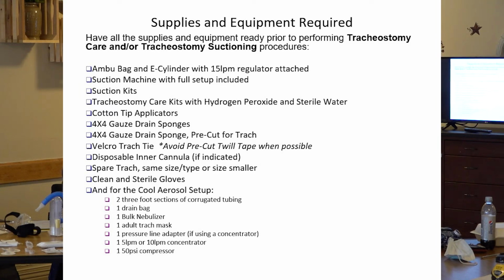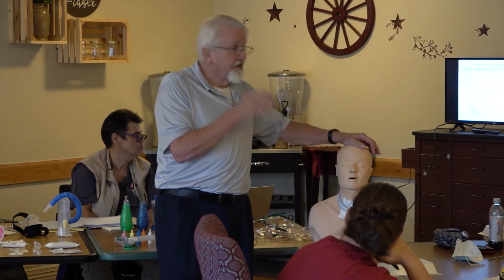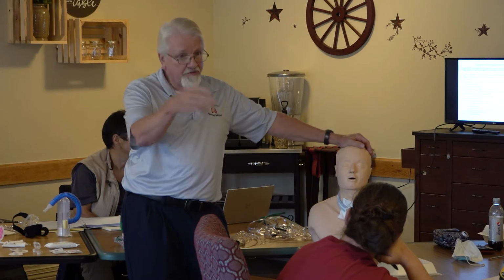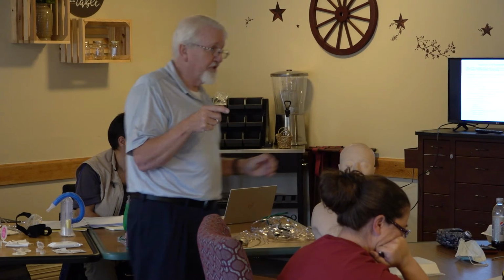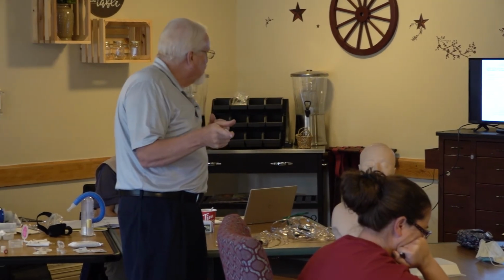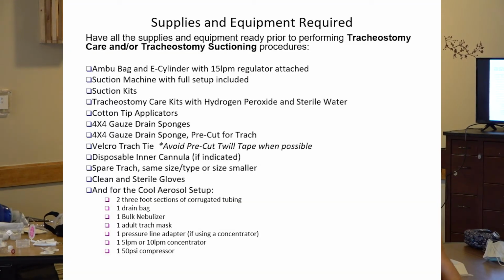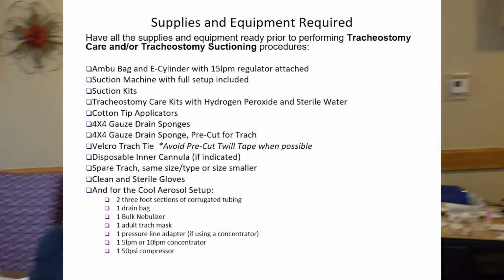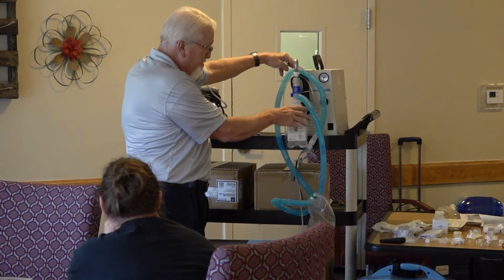Disposable inner cannulas, we've gone over that. Spare trach: usually in the LTAC anyway, we would have the same size and a size smaller. Some facilities just do the same size, some do the size smaller. So it'll be up to your facility, but there should always be a spare trach in that patient's room. Clean and sterile gloves, and the cool aerosol setup, which we already went over.